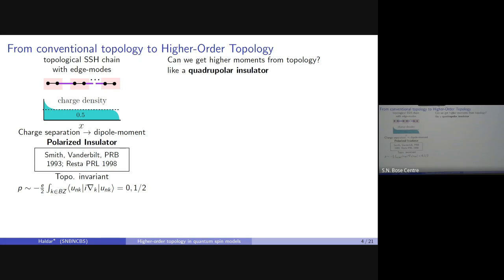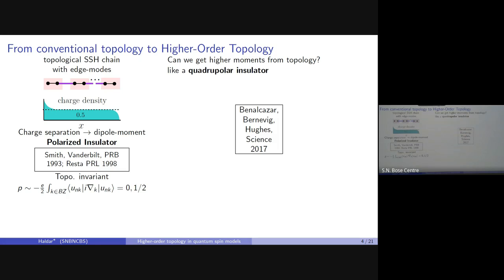So then we ask the question: because we got a polarized insulator, how can you get higher moments of the electric charge distribution, like a quadrupole? This precise question leads you into the path of higher order topology. It turns out the answer is yes. And this was done very recently, well, recently compared to the earlier work, in 2017 by Benalcazar, Bernevig, and Hughes, and it got published in Science.